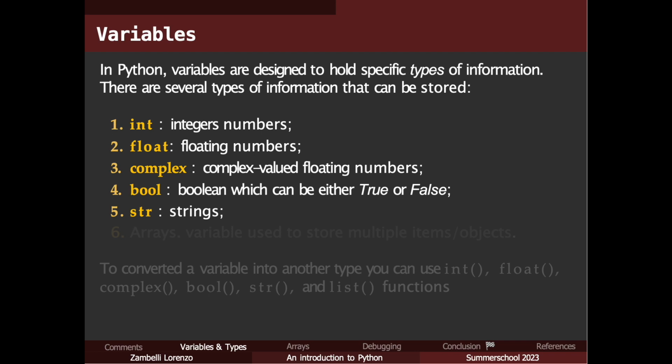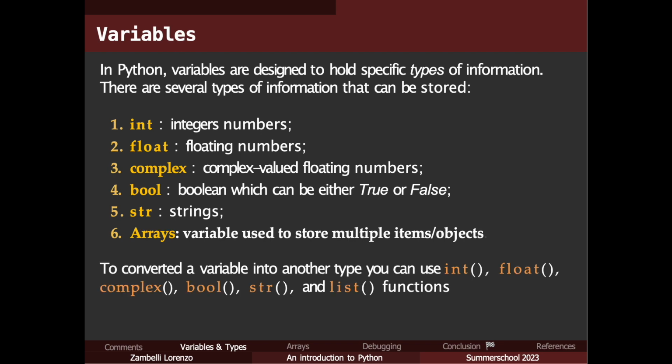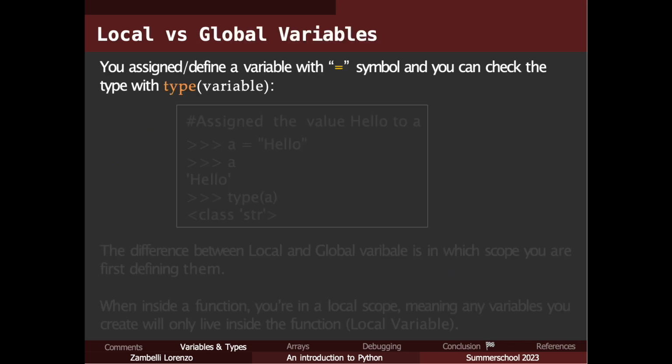String variables, and also arrays, or any type of array, which is just a variable to store multiple items or objects. To convert between variable types, Python has useful functions named after the type, so int for integers, float for floats, complex for complex, and so on. To assign a value to a variable, we use the equal sign, and to check what type of variable it is, we use the type function.